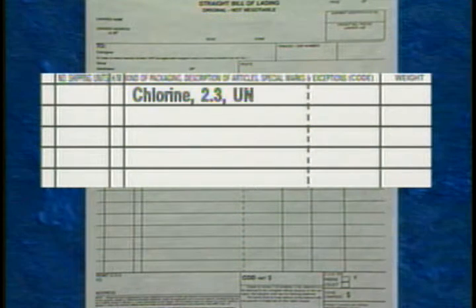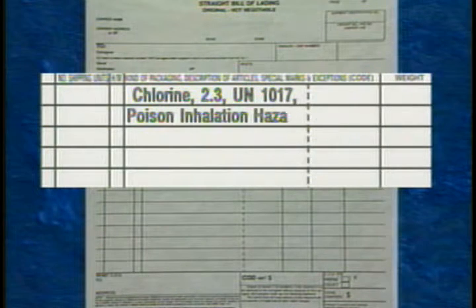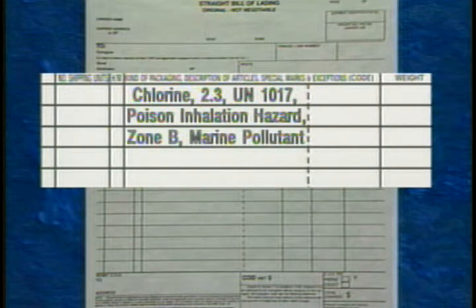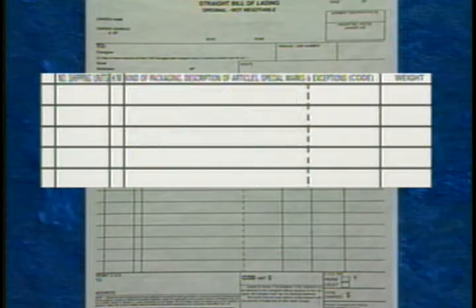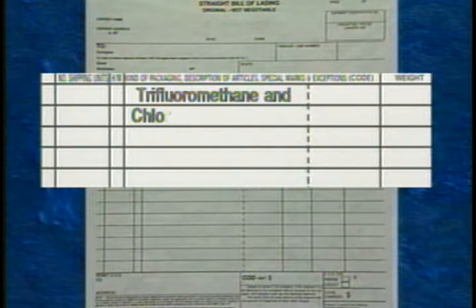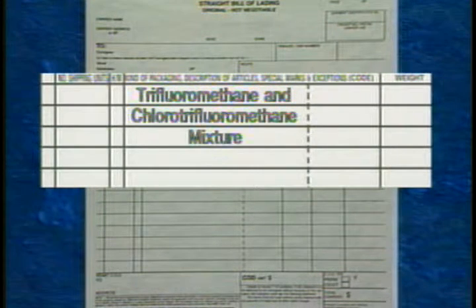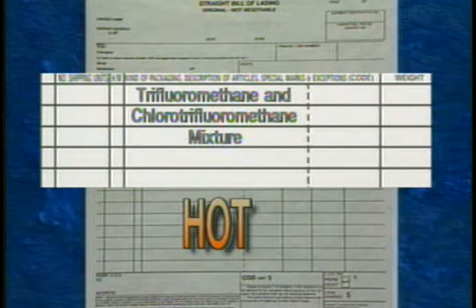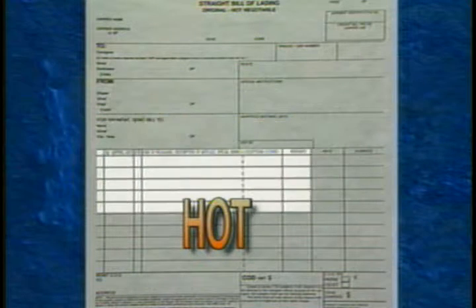Materials poisonous by inhalation require the words poison inhalation hazard and notation of the appropriate zone letter as listed in column 7 of the HazMat table. Lastly, when the proper shipping name for an elevated temperature material does not include the words elevated temperature material, the word hot is written before the proper shipping name. Two exceptions to this are molten sulfur or aluminum.